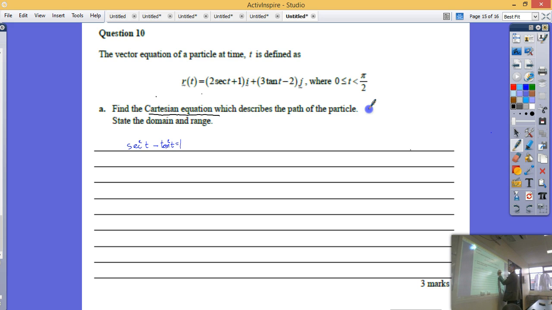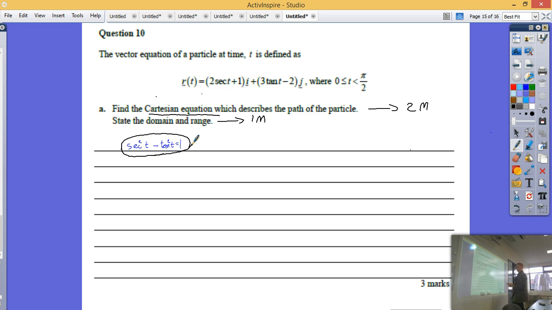So this job here is going to give us 2 marks, while the domain and range together is going to give us 1 more mark. Okay? So first off, one thing that's important to us that we need to draw on is our trigonometric identity. And this is the one that will be the most applicable to us for this problem.